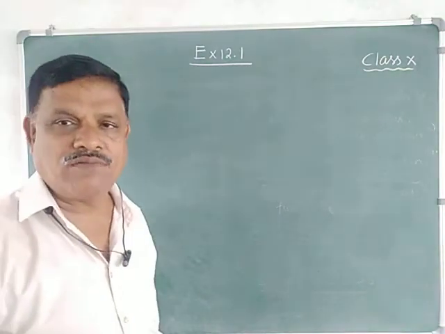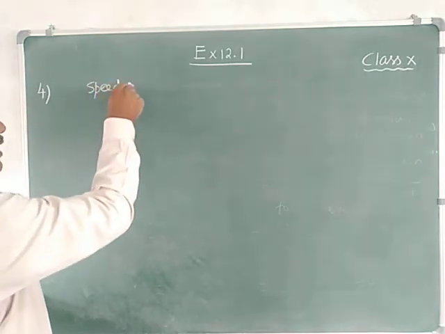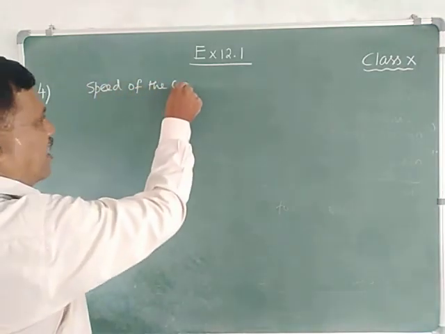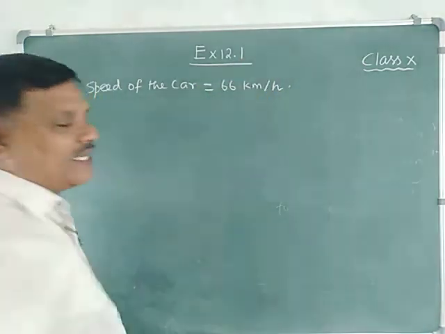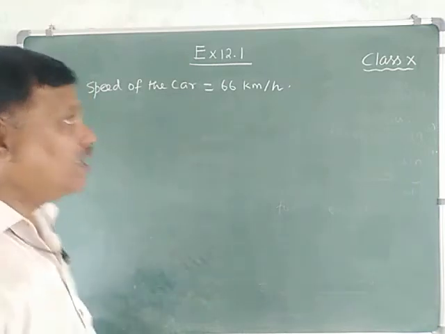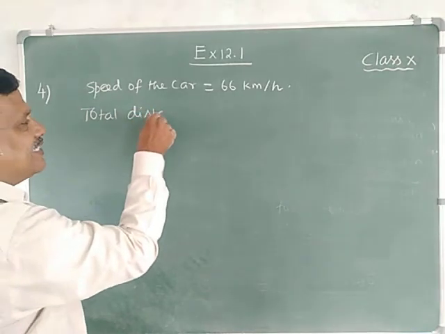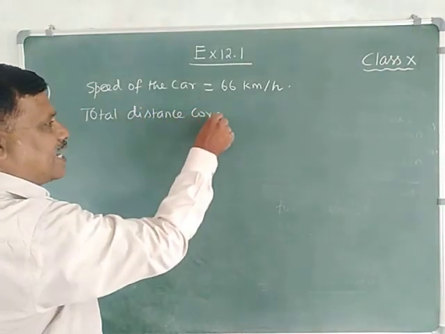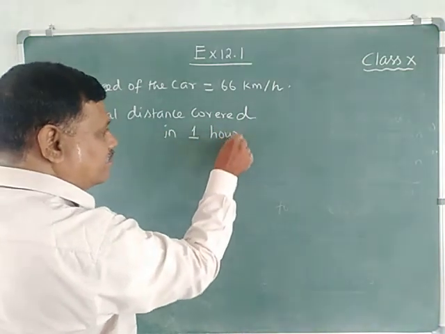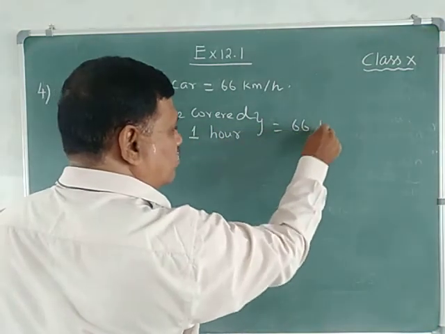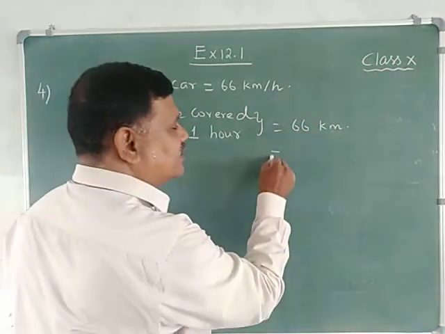So for that we have to take the speed of the car. Now what is given for us? Tell me. Speed of the car is equal to how much? 66 km per hour. Okay, what does it actually mean? This means total distance covered in 1 hour is equal to 66 km.